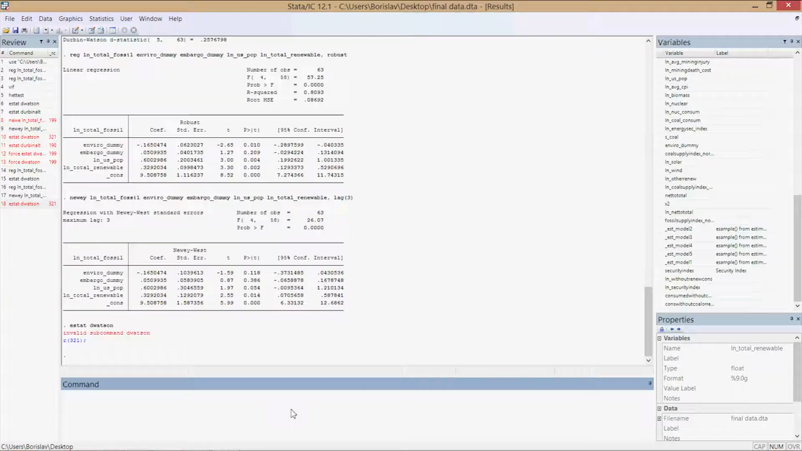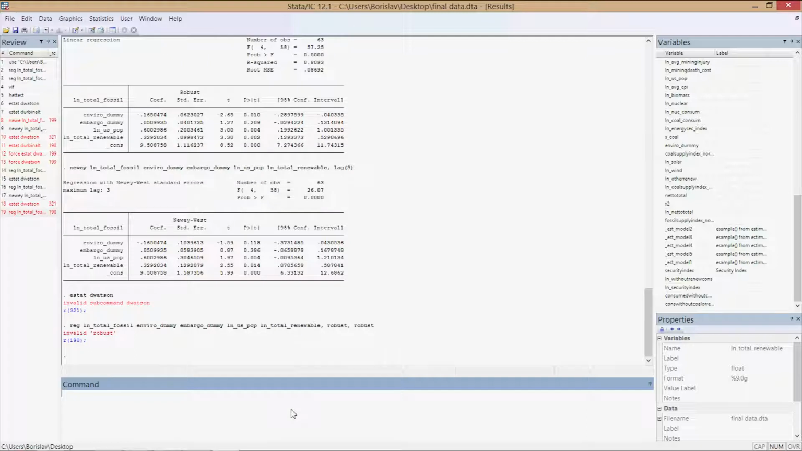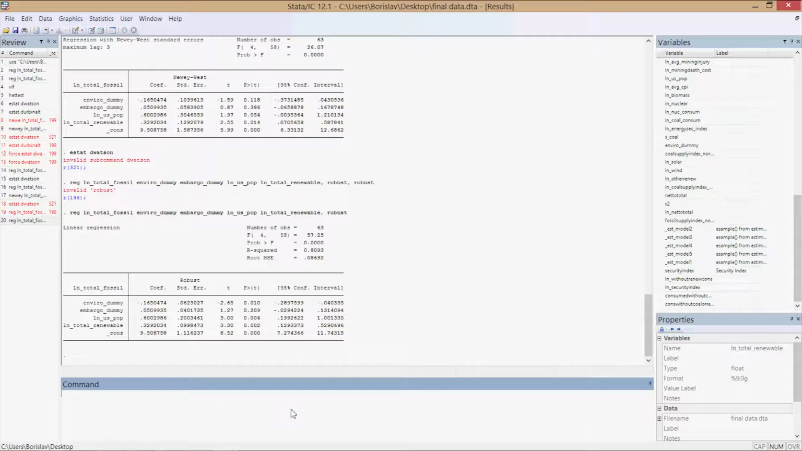And if we try to run the Durbin, let's try estat dwatson. It's going to give us an error, right? We can't run it. The same thing happens if, let's go up a little bit and do comma robust. Already was a robust regression. Just delete that. All right, so this is a robust ordinary least squares regression.